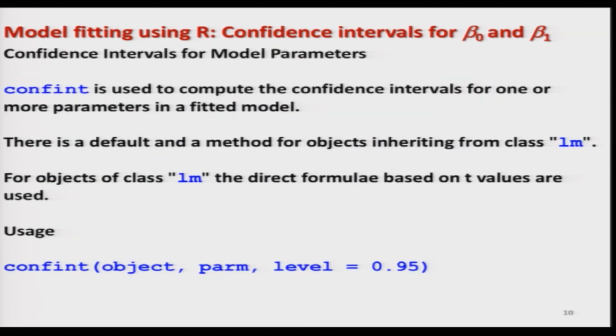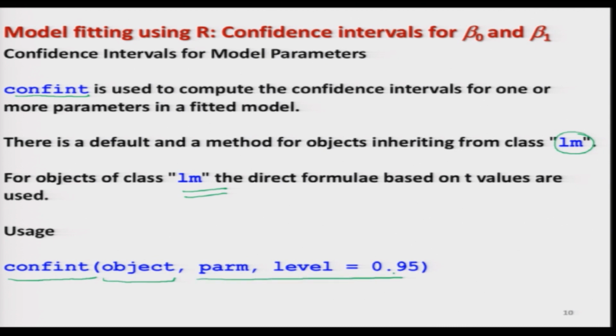Okay. Now, if you want to find out the confidence interval, for that we have a command here, confint, the short form of confidence interval. This is used to compute the confidence interval for one or more parameters in a fitted model. This command has to be used along with the command lm. Whatever is the output of lm, the confint command will extract the confidence interval from it, right. So, the command is confint, then inside the parentheses you write the object, that is, the outcome of the lm command, and then you give the parameters and the level.